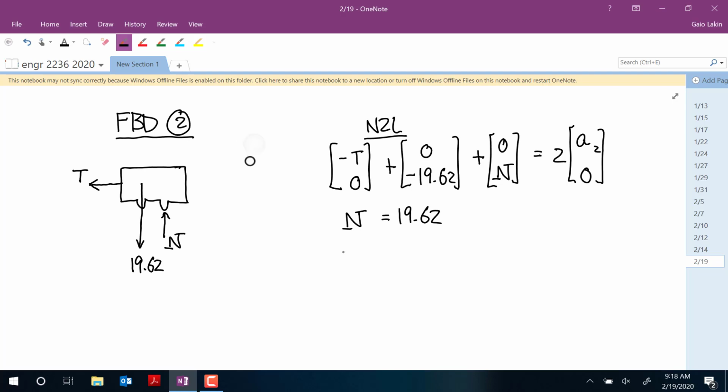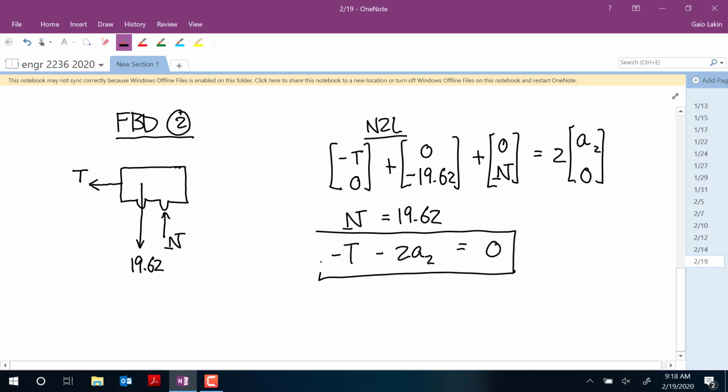Okay, so I'm going to write that out, negative T, and I'm going to put it in the form where eventually we can put this in an augmented matrix for the reduced row echelon form. So negative T minus 2A2 is equal to 0. And I'll call that our second useful equation, 2 star.